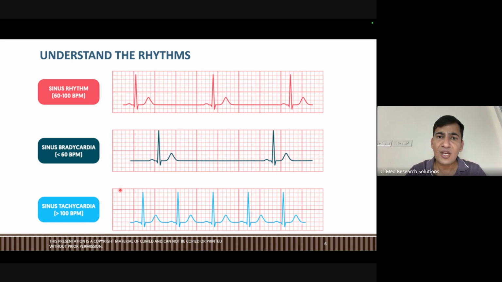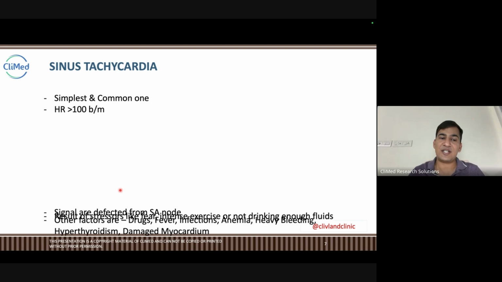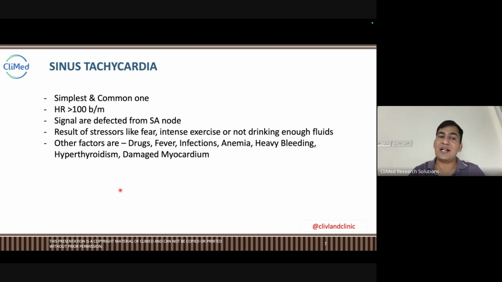Now, the next thing is to understand sinus tachycardia. What is sinus tachycardia? The simplest and most common one. Heart rate is more than 100 beats per minute. Signals are fired from the SA node at a higher rate. There is no fault in the circuit. The SA node is facing an impact, and that impact could be the result of stressors like fear.